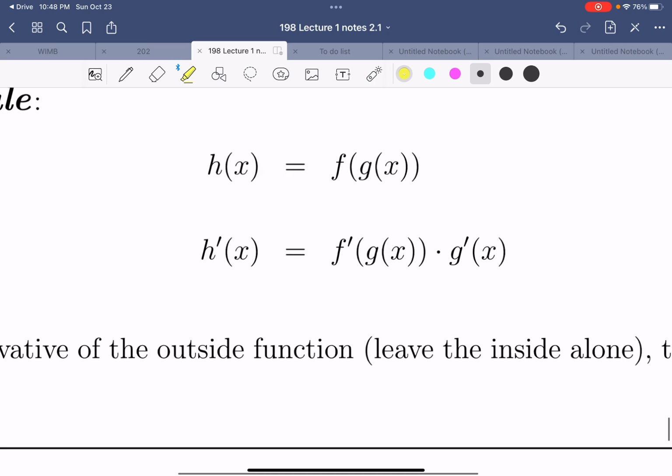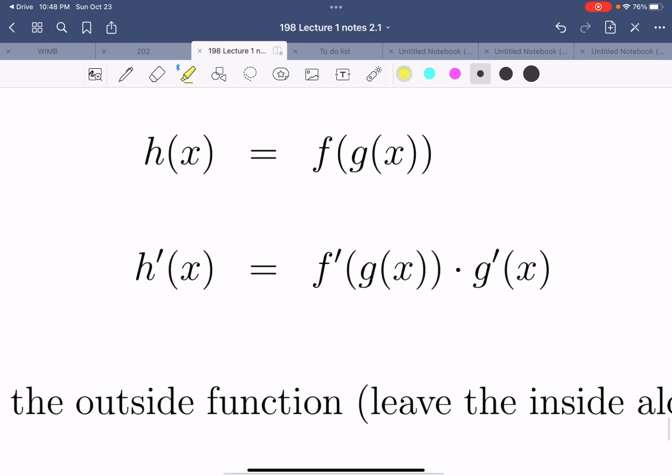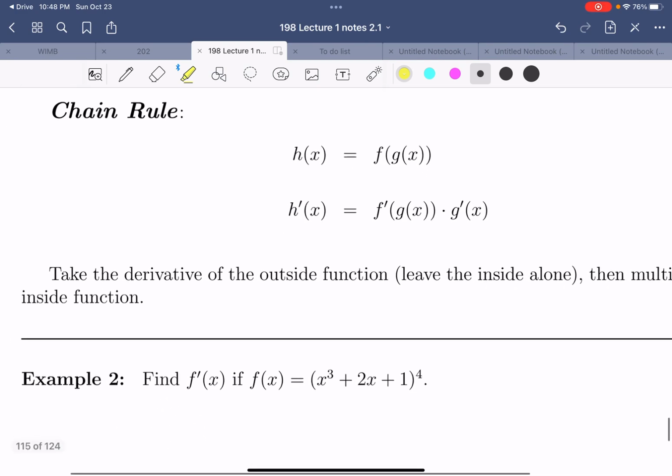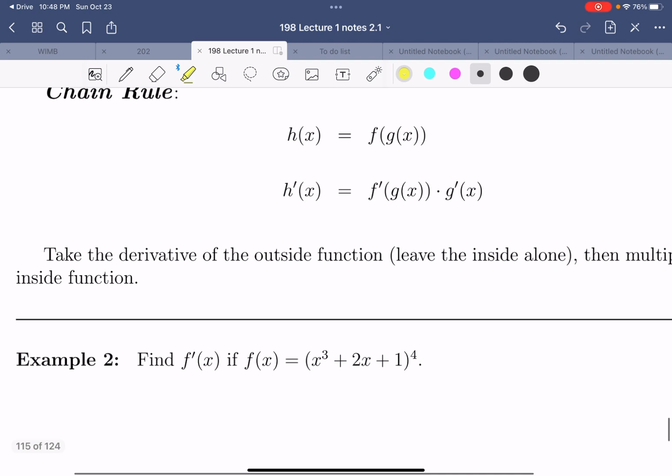Okay, so when we have a function inside a function, so you have f composed with g, you're going to take the derivative of the f function, leave the g of x in there, and then multiply by g prime. Okay, and so again, the words here: we're going to take the derivative of the outside function, leave the inside alone, and then multiply by the derivative of the inside.